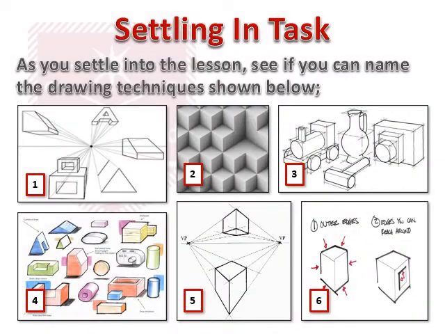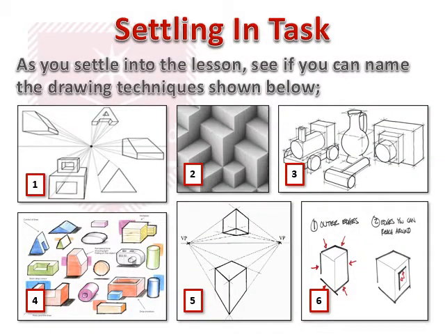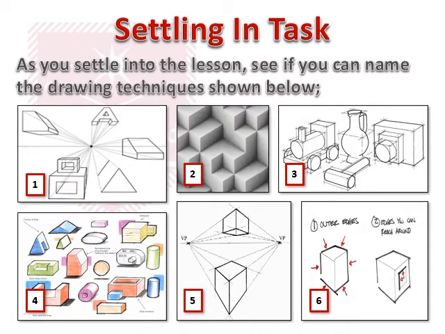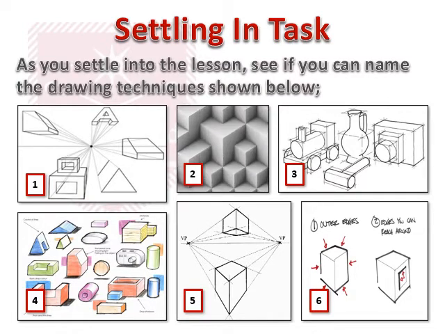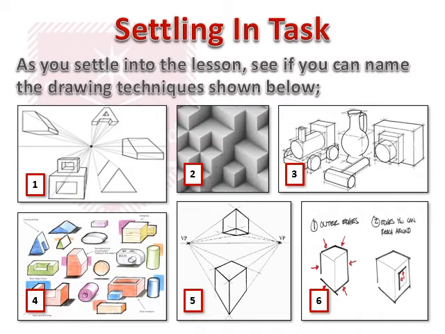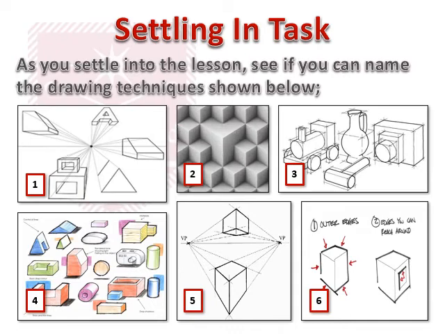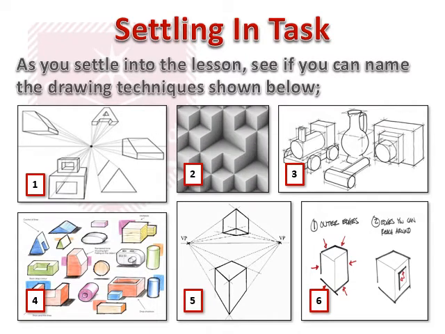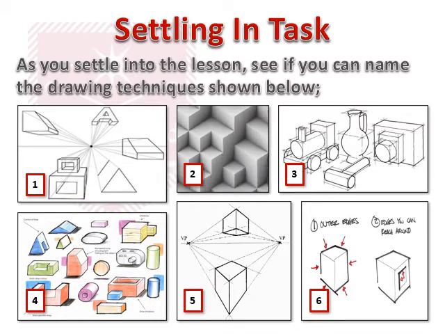Hi everyone, just to settle in, our lesson today is about drawing techniques, but first of all, can you name the techniques in 1, 2, 3, 4, 5 and 6? A little clue, number 1 has a vanishing point. There's only one vanishing point, so that is 1 point perspective. Number 2 is kind of freaking with my eyes, but it is isometric drawing, so that's a 30-degree grid that you would use to draw that.